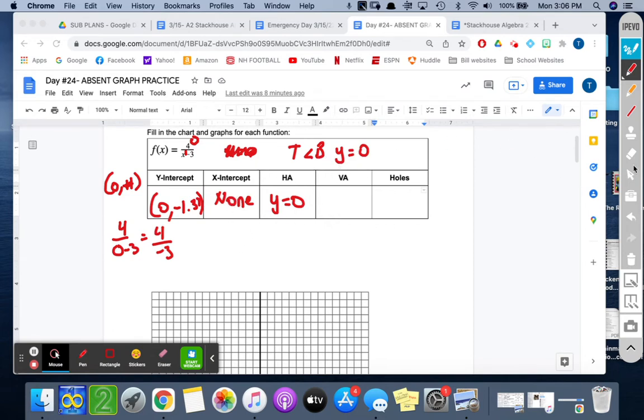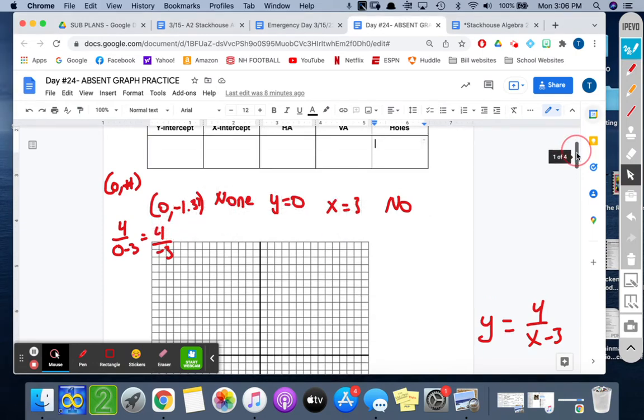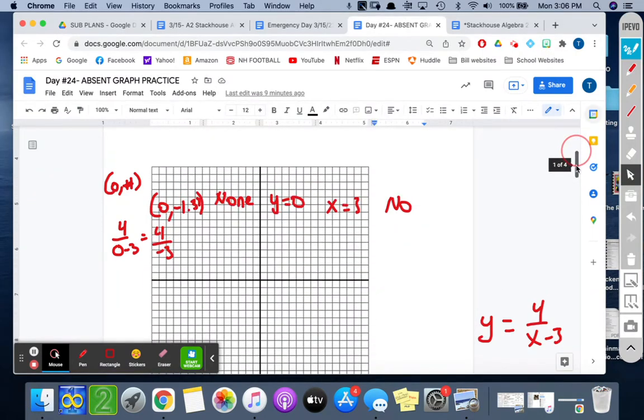My vertical asymptote, now I'm going to get rid of this clutter here so we can read a little better, is what breaks the bottom. Now, what number would go into the bottom that would break it? Positive 3. So x equals positive 3 is my asymptote. And since I didn't have anything to cancel out, I have no holes. Okay. Now, I'm going to keep that info in the table and scroll down so we can graph. Let me just quickly scroll down. Now, I want to save that info here.